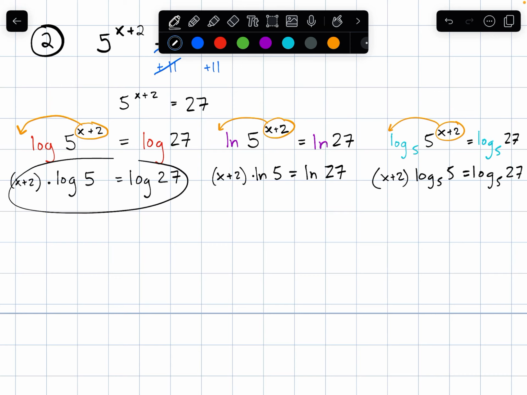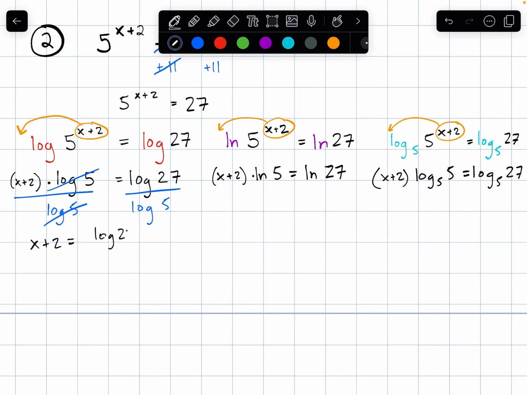At this point here, we're going to go back to this problem, and I want to get the x all by itself. So to do that, I'm going to have to divide both sides by the log of 5. These will cancel on the left, leaving me with x plus 2 equals the log of 27 divided by the log of 5. Now I can do the same exact thing in the middle step. The natural log of 5 is being divided on both sides. Cancel, cancel. And we've got x plus 2 equals ln of 27 divided by ln of 5.